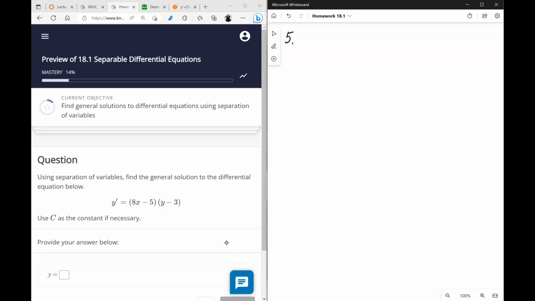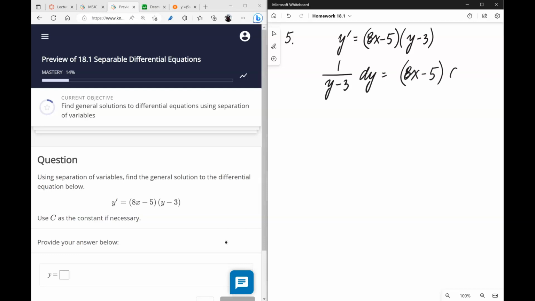Here we have to solve it, so let's go ahead and solve it. We're going to separate it, and we're going to apply the integration to both sides. And on the left side, we have ln of the absolute value of y minus 3. On the right side, we have 4x squared minus 5x plus some constant. Let's call it c1.